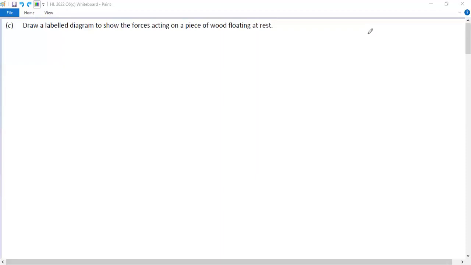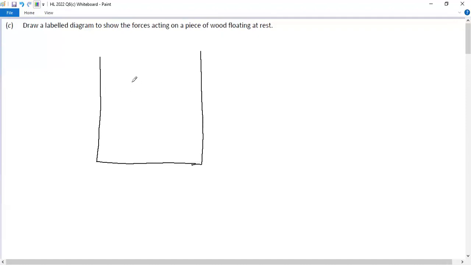Let's just do the drawing of the piece of wood floating at rest. I'm going to assume it's floating at the surface. I think that's a safe enough assumption. So here I am with my pen. Give yourself lots of space. There's no reason to be doing cramped diagrams. It makes it harder for you and it makes it harder for whoever's correcting as well.